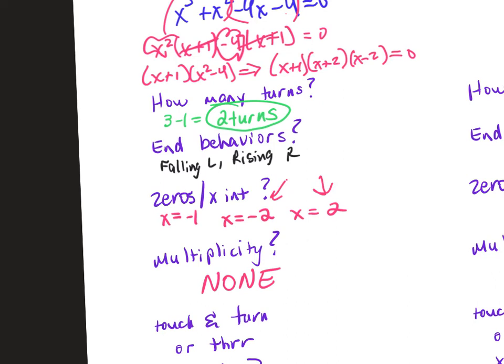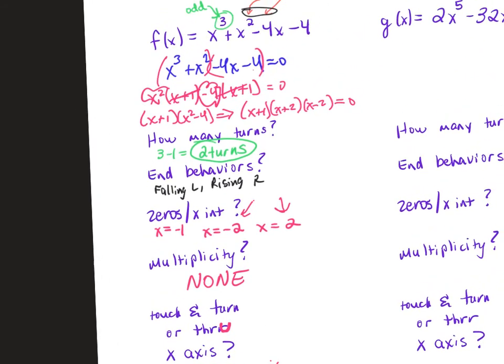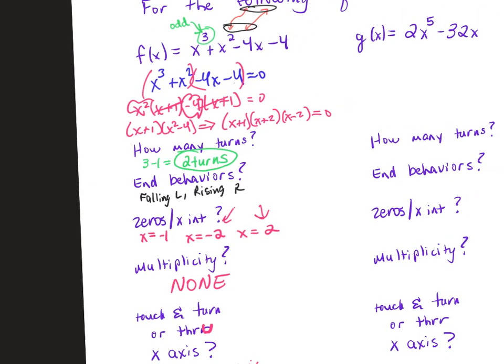So remember, if you have a root an odd number of times, like once or 3 times or 5 times, is it going to touch and turn? Is it going to bounce? Or is it going to go through the x-axis? It'll go through the x-axis. The only math computation you had to do was finding the zeros. Everything else was just knowing where to look in the equation and what to think about rising and falling and that sort of thing.